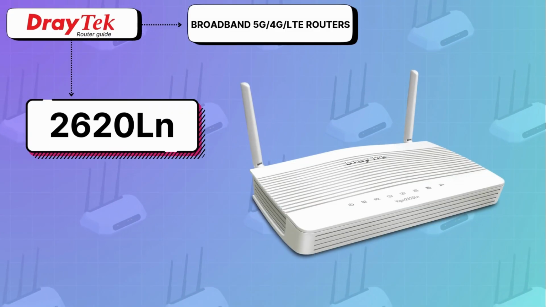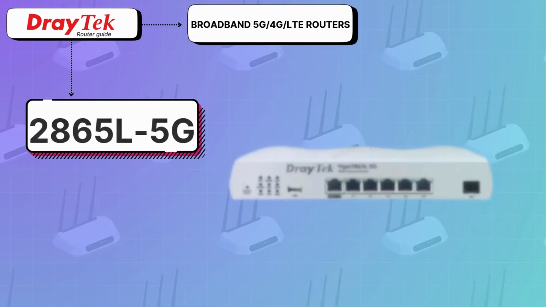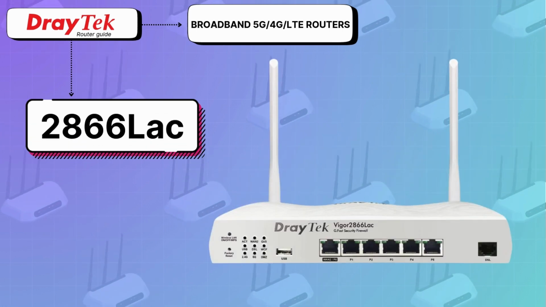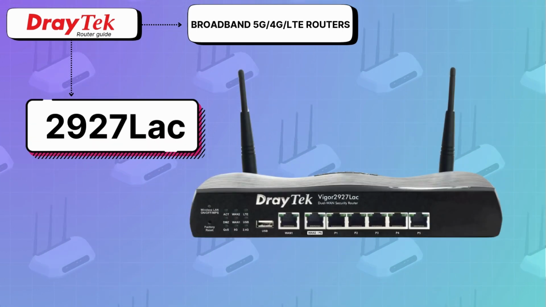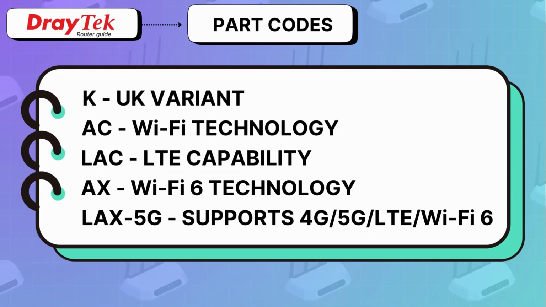The models in this range are as follows: 2620LN, 2865 LAC, 2865 LAX 5G, 2865 L5G, 2866 LAC, 2927 LAC, and 2927 LAX 5G. Using the part codes from the beginning of the video, we're able to identify which routers support 4G and 5G, and apply this to your needs to work out which router is the right fit.